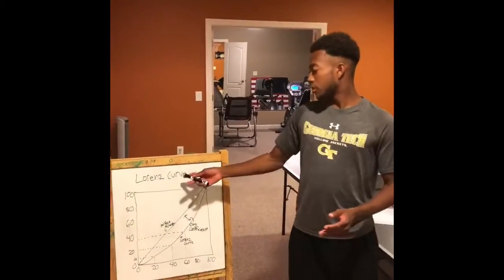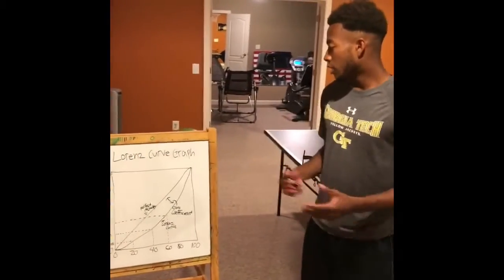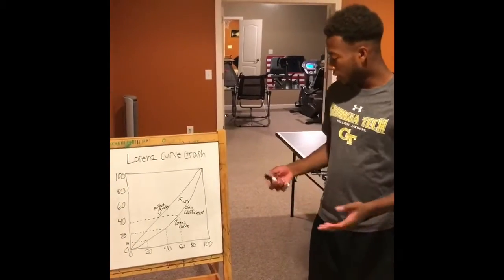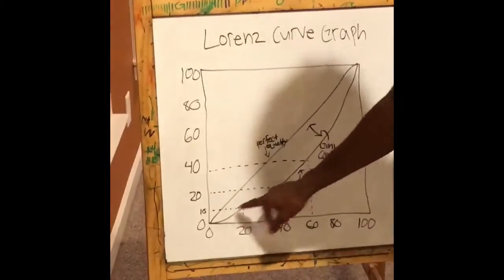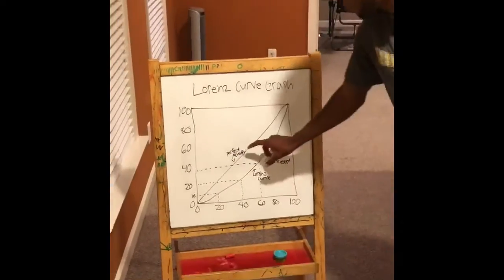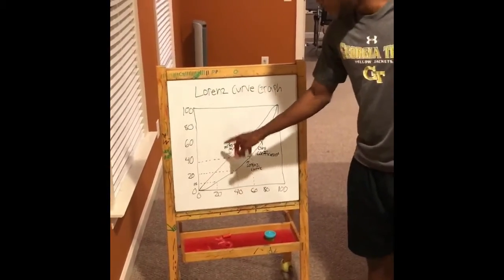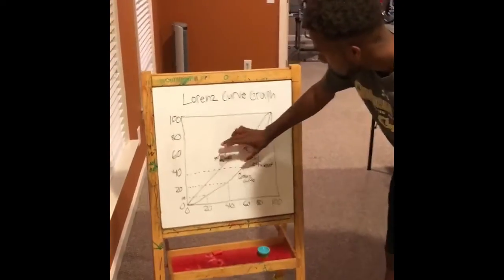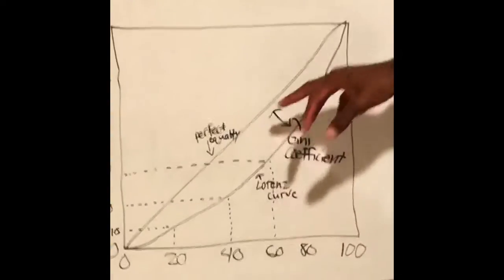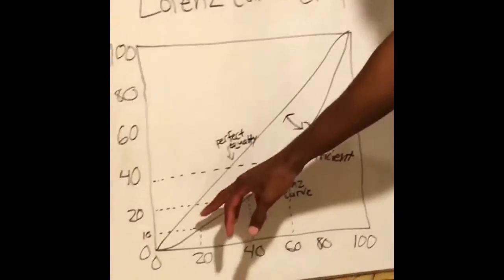Okay, so this is the Lorenz curve graph, and this basically shows the unequal distribution of income at a certain place. So this line right here shows the perfect equality. This line right here is the Lorenz curve, and the Gini coefficient is the difference between perfect equality and the Lorenz curve. And this band area, the space between perfect equality and the Lorenz curve, shows the degree of income inequality at whatever place you're at.